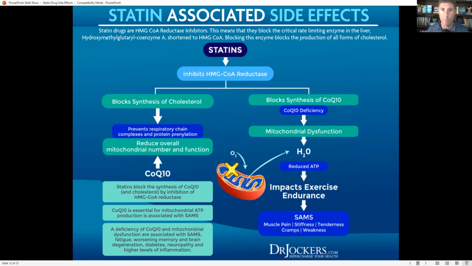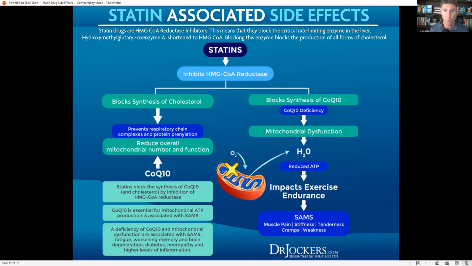Well, again, we know that blocking HMG-CoA reductase blocks the synthesis, or the creation, of cholesterol, which prevents respiratory chain complexes and protein prenylation. And that reduces the overall mitochondrial number and function. You see, statins block the synthesis of CoQ10. The production is necessary, and HMG-CoA reductase plays a role in that. And we know CoQ10 is essential for mitochondrial ATP production. Low CoQ10 is associated with SAMs, again, which is statin-associated muscular soreness.